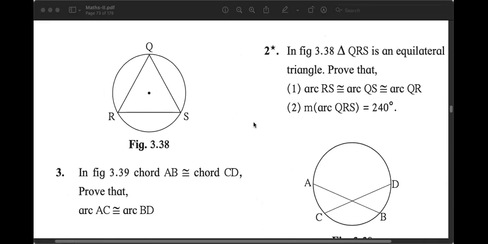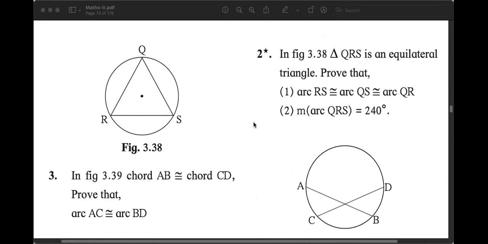इसमें star लगा दिया, डरने की जरूरत नहीं. In figure 3.38, triangle QRS is an equilateral triangle. What is the meaning of an equilateral triangle? Who can tell me? Two things you need to tell me about equilateral triangle. One thing is not enough, but yes, try. कम से कम एक ही बता दो.